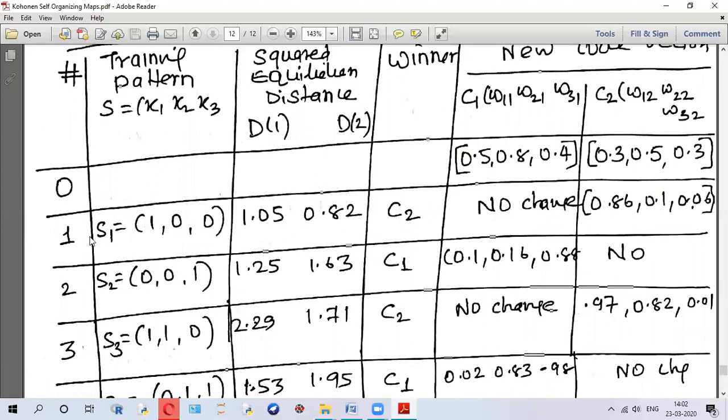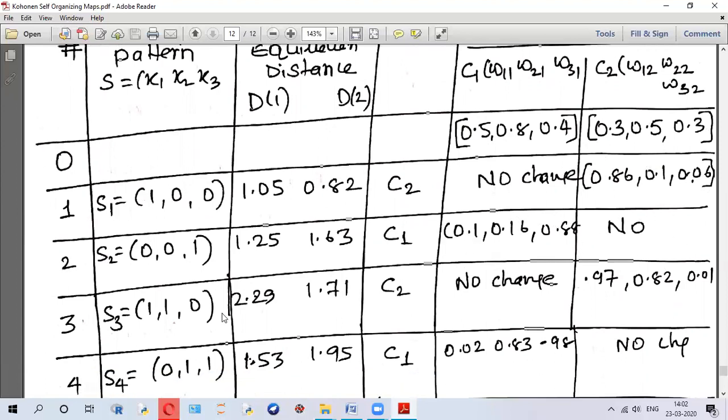We have seen that after giving the input pattern 1, cluster 2 was the winner. So there was no change in C1. The changed code vector corresponding to C2 was this. Similarly, after giving the second input pattern, we found that the winner was C1. So no change was done for C2, and the changed C1 was this.